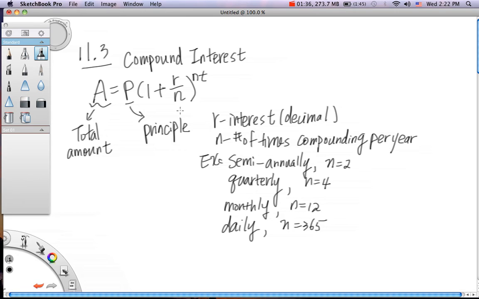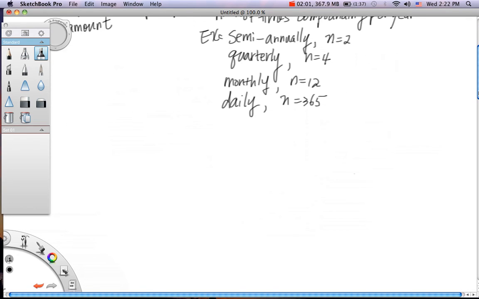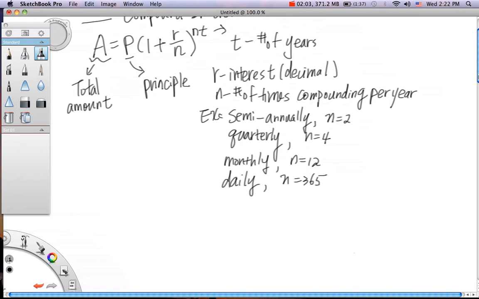Okay? Then in the exponent part, you notice that it's N times T. So T is the number of years that the account has been there. So also, just remember that let's say you have half a year, then T will be 0.5, and so on and so forth. So let's just do an example, and I think the key thing about this section is that if you put it in the calculator, the order of operations makes a big difference, and I will talk a little bit about that.